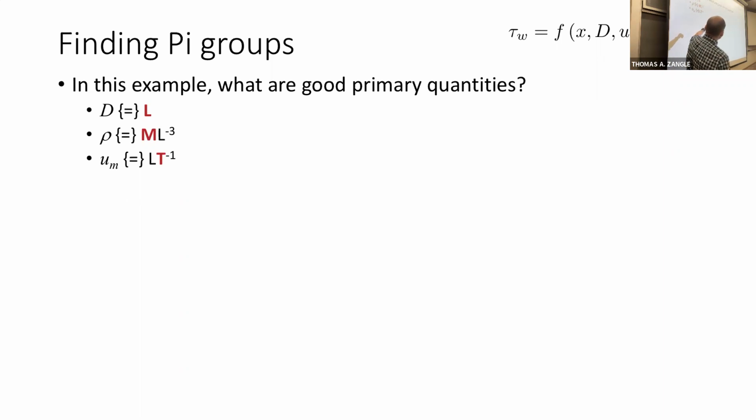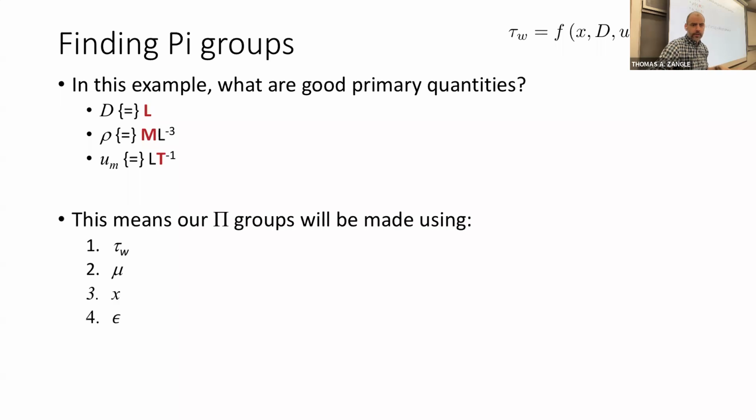Now that we have those primary quantities, everything else is going to be our secondary variables. So we're going to have tau wall, the wall shear stress, mu, x, and epsilon as our secondary quantities. This means we're going to have a pi group for each one of these in this problem.